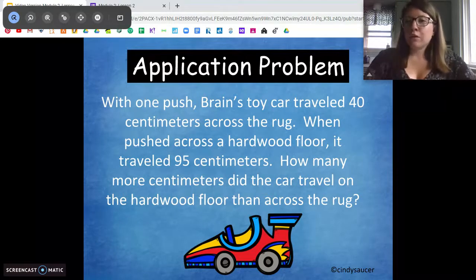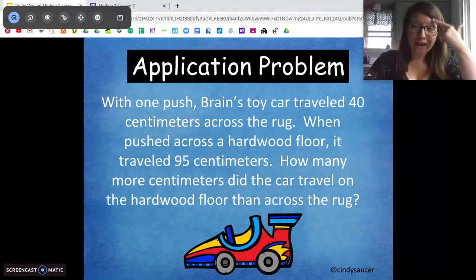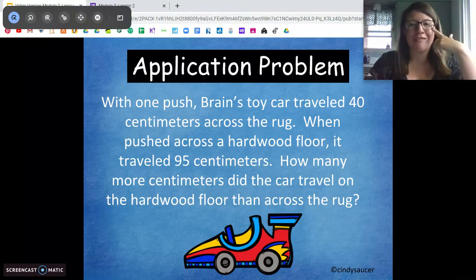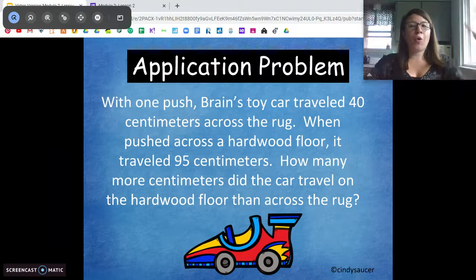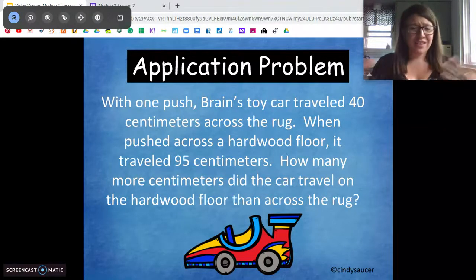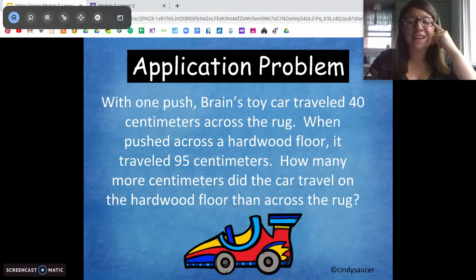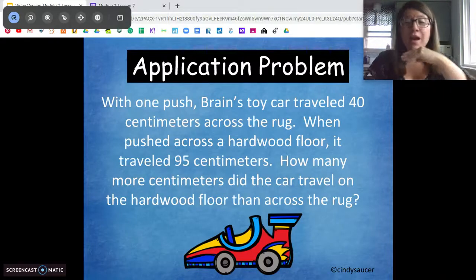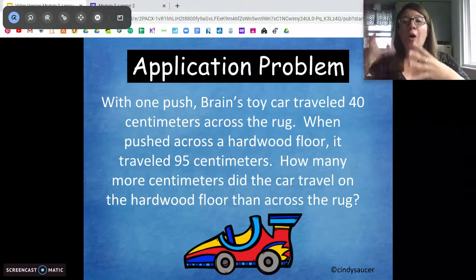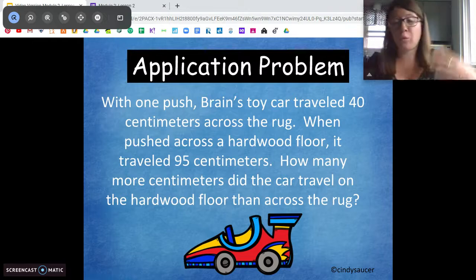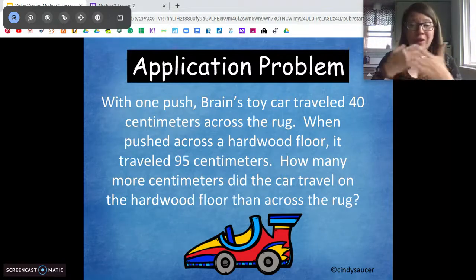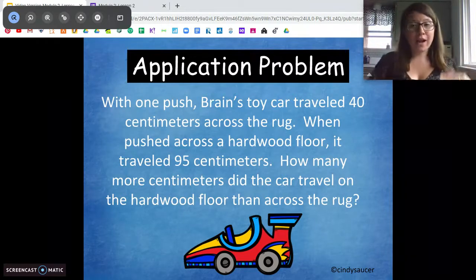Okay, ready? So, in my brain, I'm thinking if I add 40 and 95, I'm coming up with a total. I'm coming up with how far the car traveled all together. Is that what the question's asking? No, right? It's asking how many more. When I hear those words, how many more, I'm wanting to figure out how much farther one car traveled than the other. Meaning I don't want to add them together, but I want to subtract.